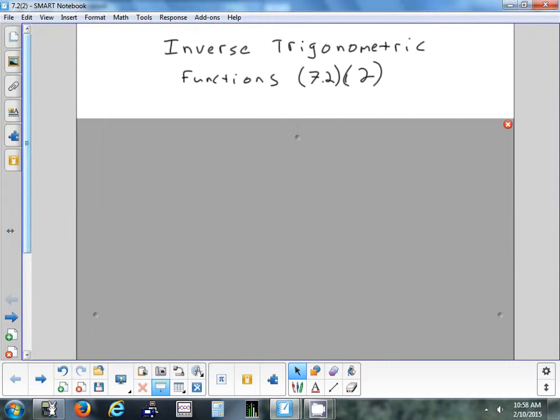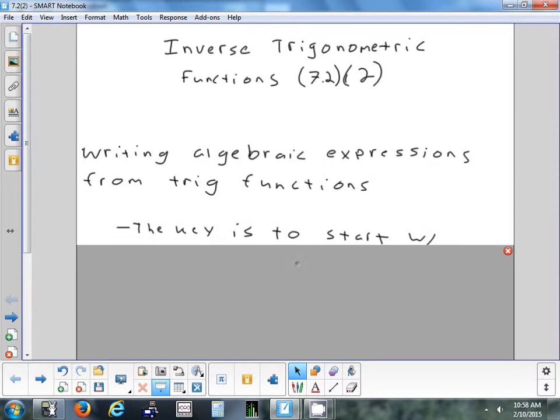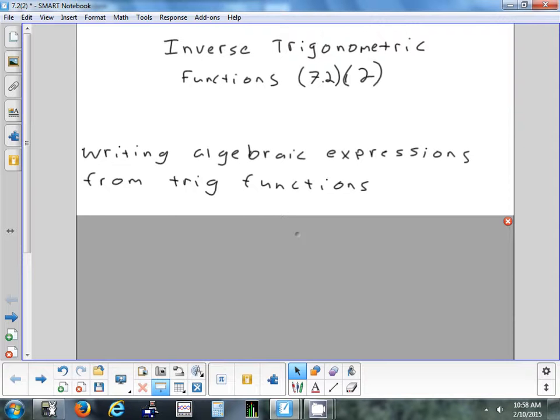All right, so last time we looked at 7.2 part 1, so you're going to look at 7.2 part 2. Okay, still talking about inverse trig functions. And the goal here is we're going to take a trig function, something that has sines and cosines or inverse sines, whatever it has, and we're going to convert it to an algebraic expression.